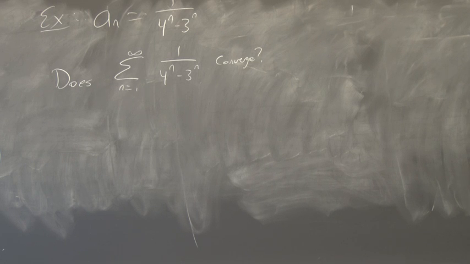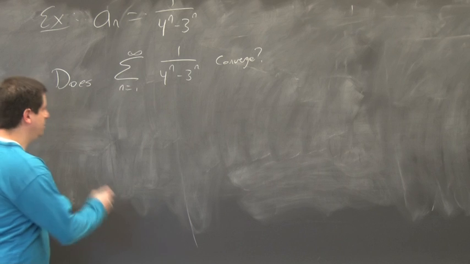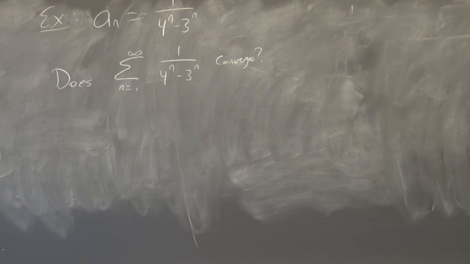As n is really large, approximately what is 4^n minus 3^n? So if n is huge, approximately how big is 4^n minus 3^n? I'm sorry? No, I'm not talking about the reciprocal. I'm just talking 4^n minus 3^n. If n is huge, 4^n minus 3^n is approximately what? So you have to be a little bit more careful. You have to quantify which infinity.